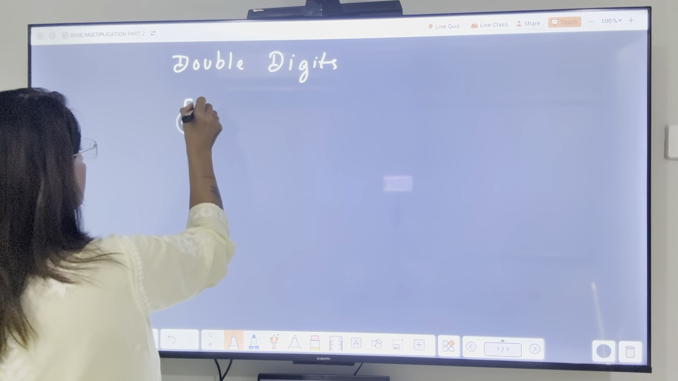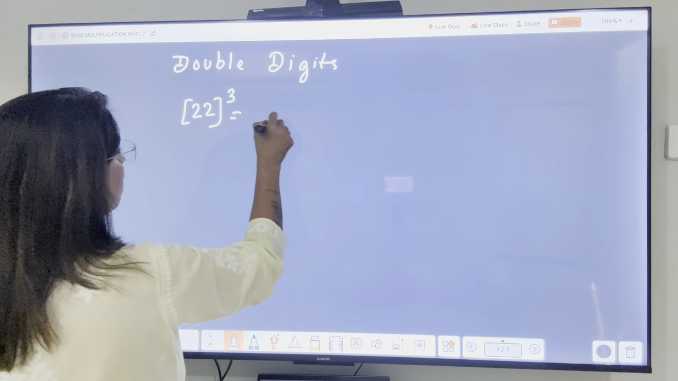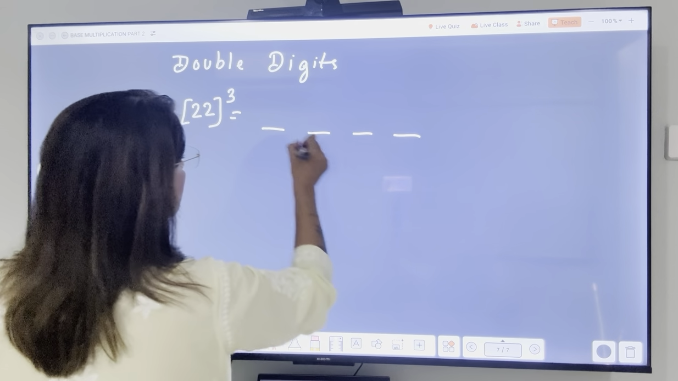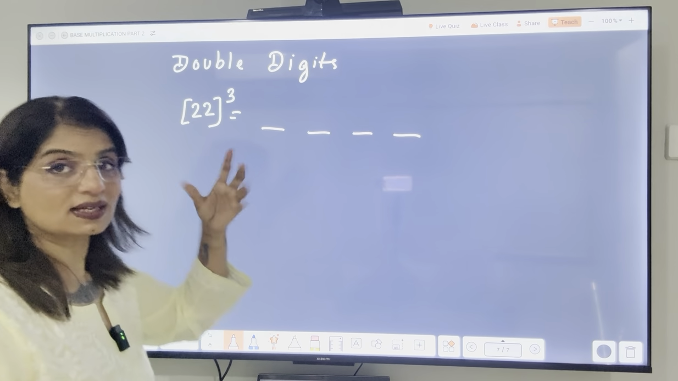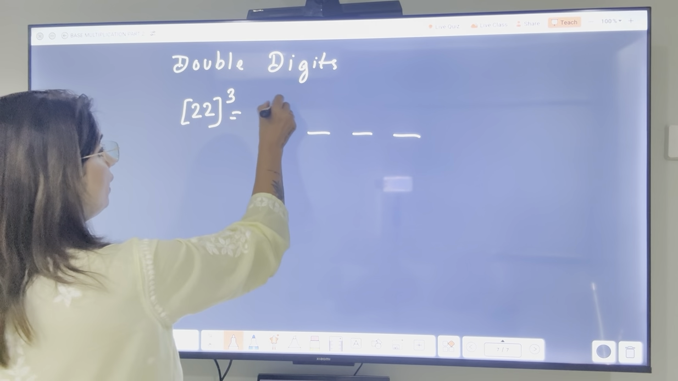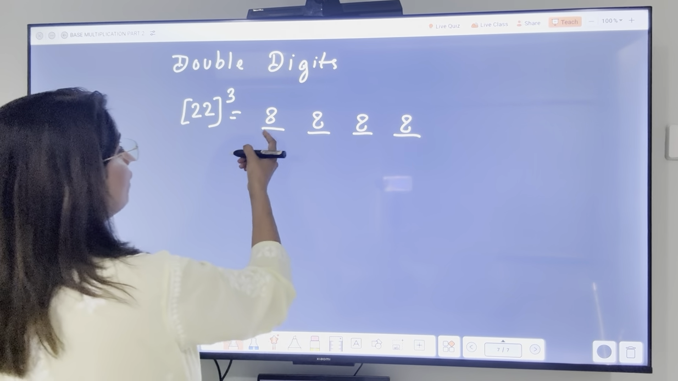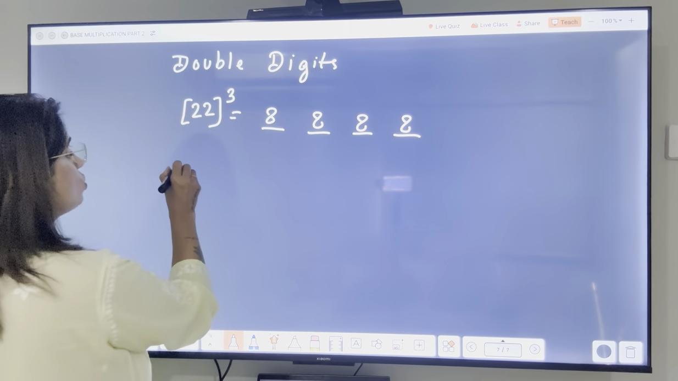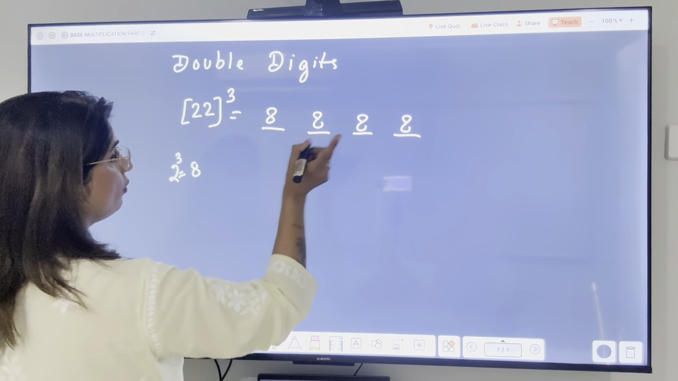So basically 22 cube. So again, we are going to give 4 dashes. This time we are going to write the cube of 2 because it is a double digit. We are going to write a cube of 2 on all the places. So that's going to give you 8, 8, 8 and 8. What is 8? It is a cube of 2. So 2 cube is equal to 8 and that 8 is what we are writing everywhere, right?